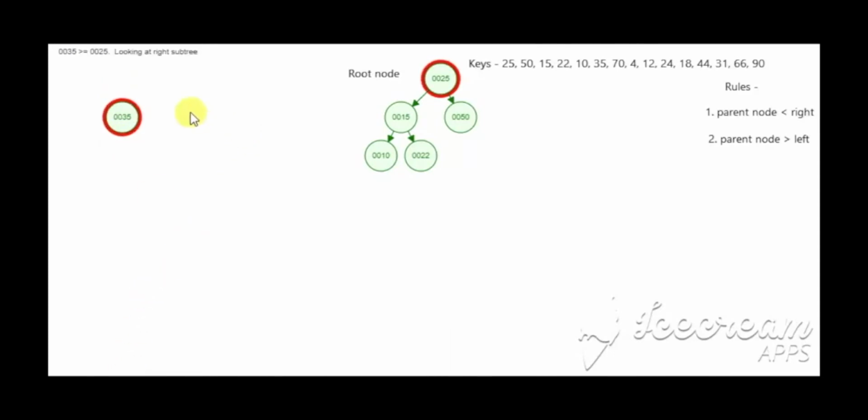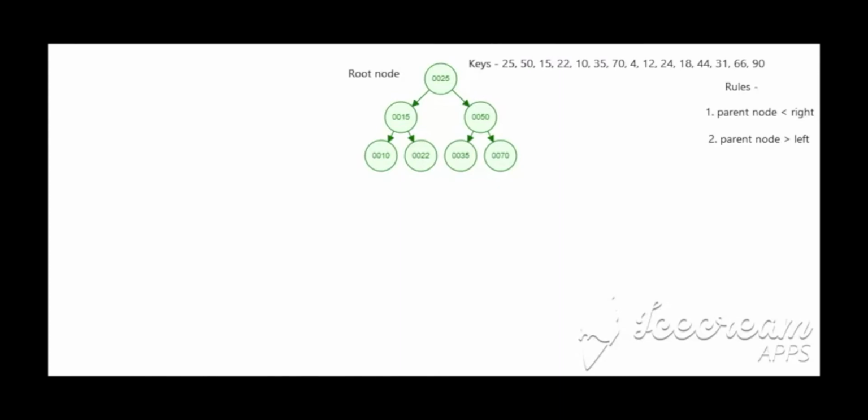Our next element is 35. Here 35 will compare with 25: greater than 25, go right, and less than 50. So 35 will be located on the left of 50. Our next element is 70. So 70 will compare with 25, greater than 25, greater than 50. So it will be located on the right of 50.